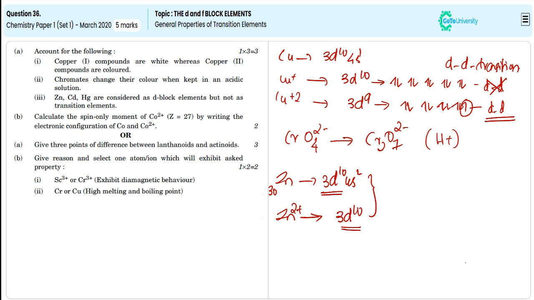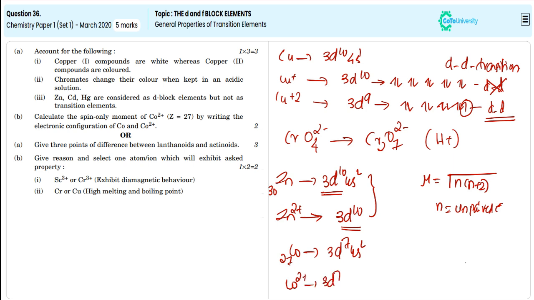Next one, we have to calculate the magnetic moment of Co2+ ion by using the spin-only formula. The spin-only formula is: the magnetic moment mu is equal to square root of n into n plus 2, where n is the number of unpaired electrons. Okay, first we are moving to cobalt. Cobalt, atomic number 27, has electronic configuration 3d7 4s2, and cobalt 2+ has electronic configuration 3d7. So we are moving to the box diagram.